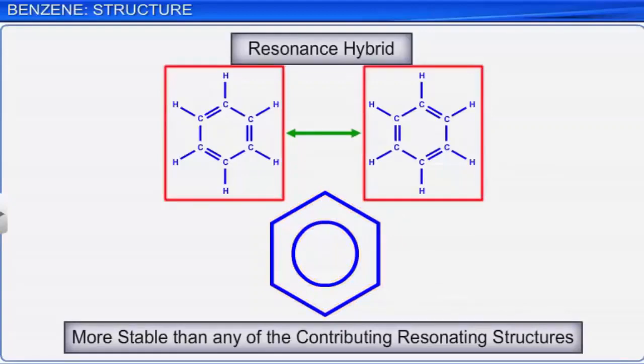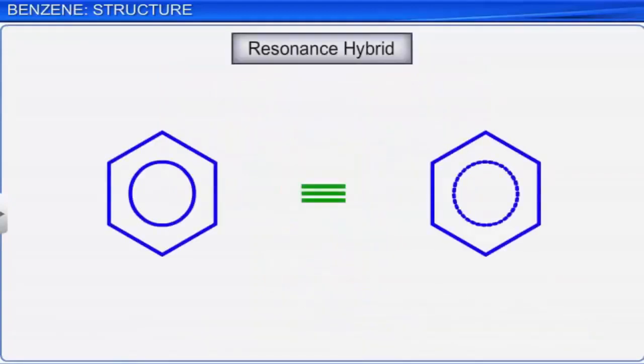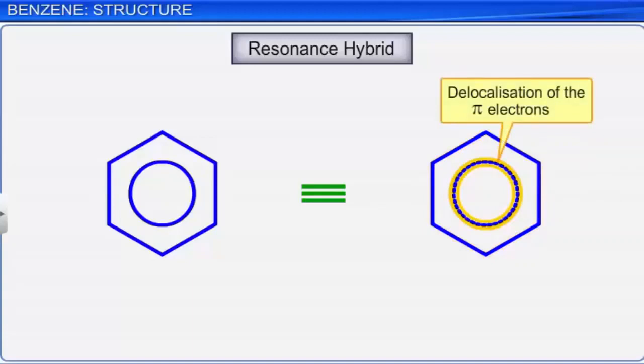The resonance hybrid is represented by inserting a circle or a dotted circle in the middle of the hexagonal ring of benzene. The dotted circle in benzene represents the delocalization of the pi electrons between the carbon atoms.